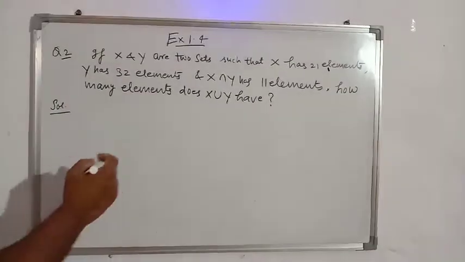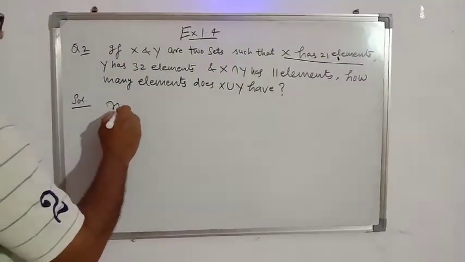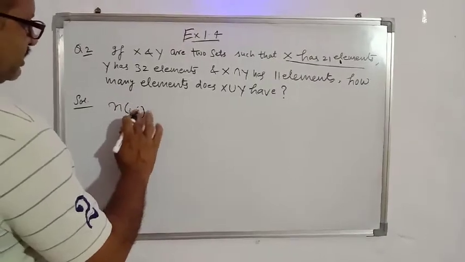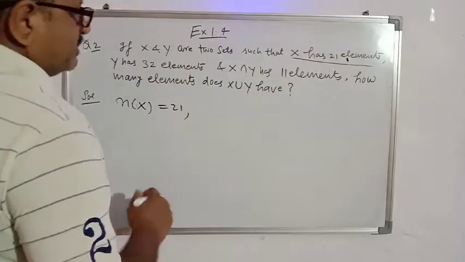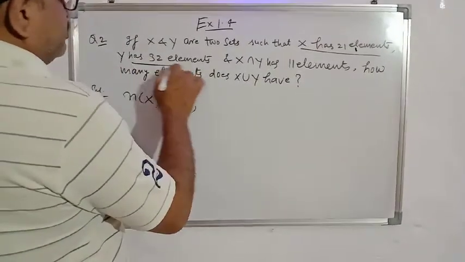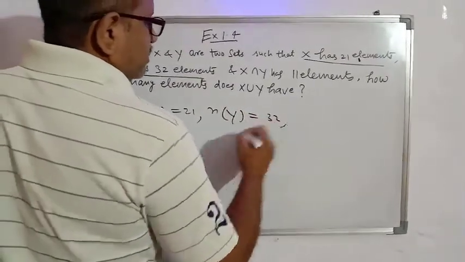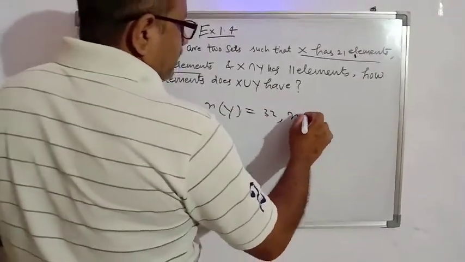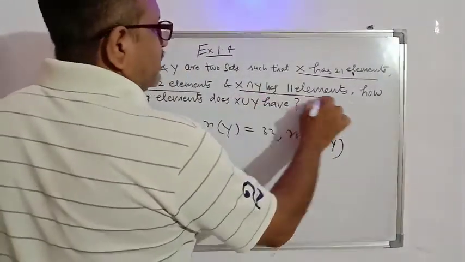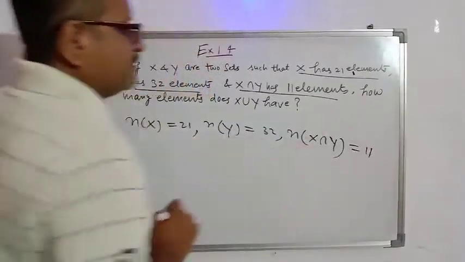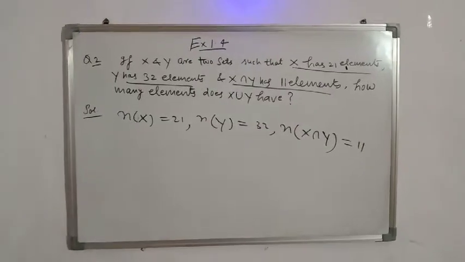So write the given things. X has 21 elements. It means cardinal number of X is 21. Y has 32 elements. Cardinal number of set Y is 32. And X intersection Y has 11 elements. And we have to find cardinal number of X union Y.